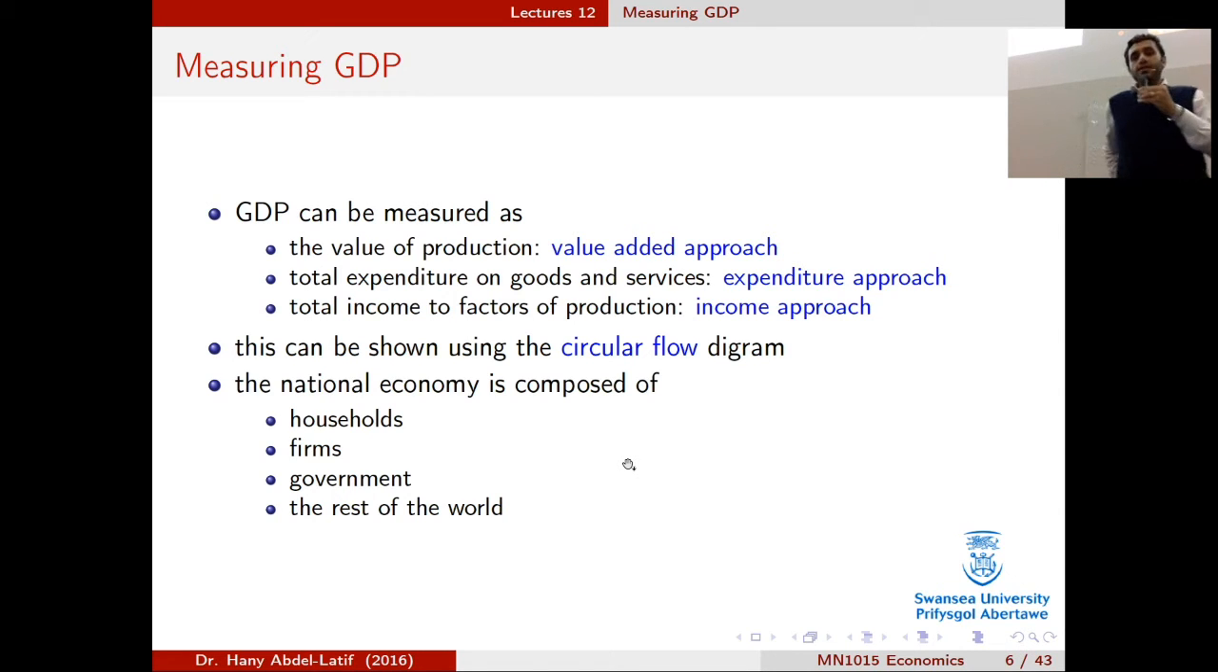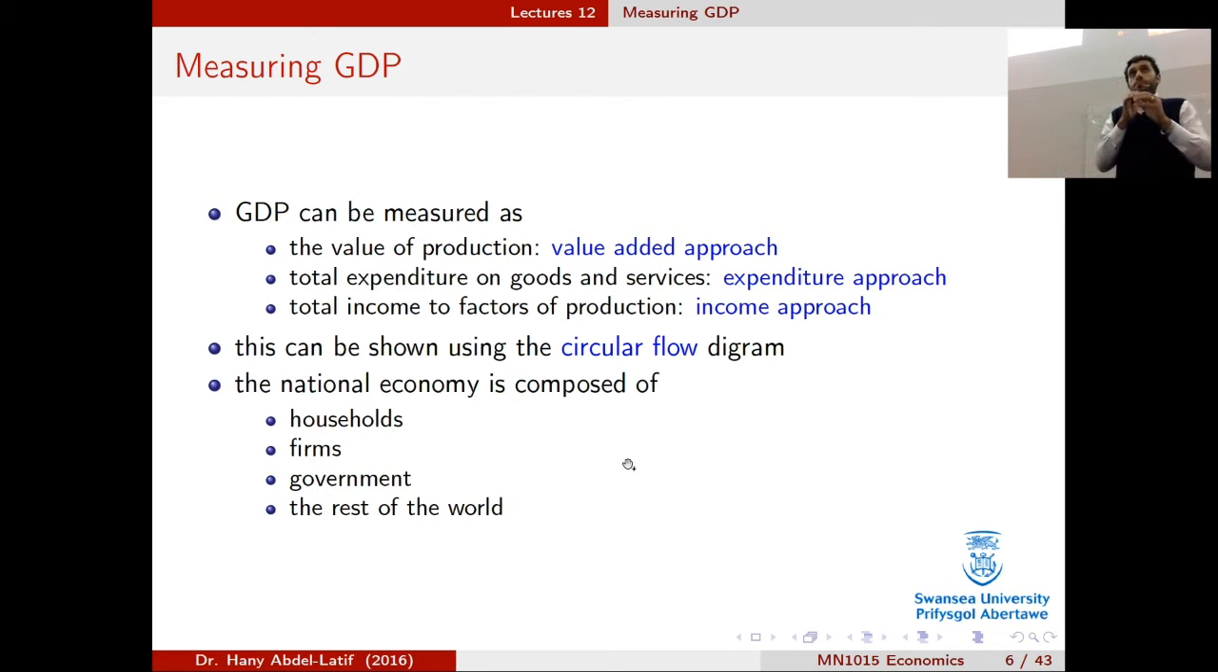How could we measure GDP then? There are three ways to measure GDP. We could measure GDP using the value-added approach, or the expenditure approach, or the income approach. We'll use the circular flow diagram to explain these different approaches. So what is the circular flow diagram? Let's assume now that all units in the economy could be under one of these sectors: households, firms, government, and then the rest of the world. So we have four sectors. We can split the economy into four groups: households, firms, government, and the rest of the world.